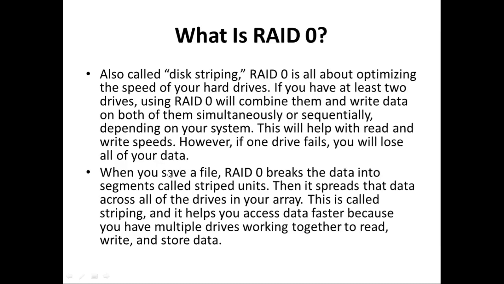When you save a file, RAID 0 breaks the data into segments called striped units. Then it spreads that data across all the drives in your array. This is called striping, and it helps you access data faster because you have multiple drives working together to read, write, and store data.